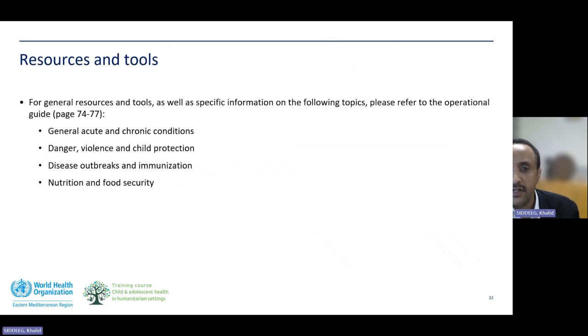You will have all the resources and tools related to this part of the guide on pages 74 to 77.